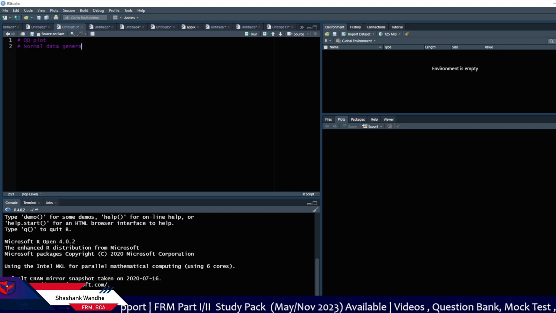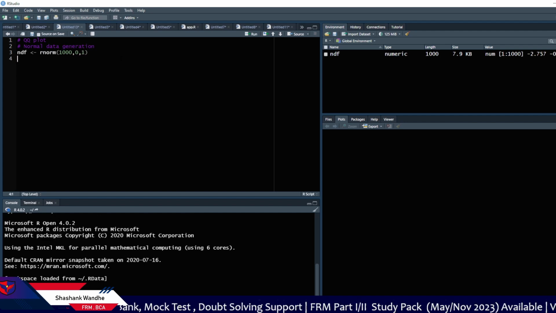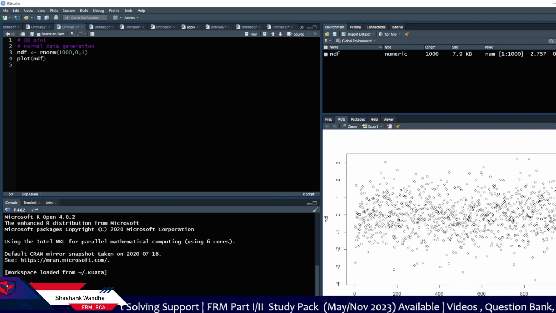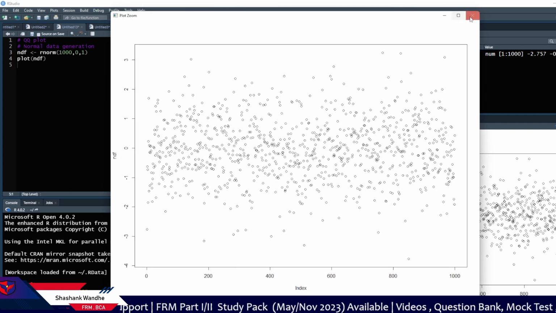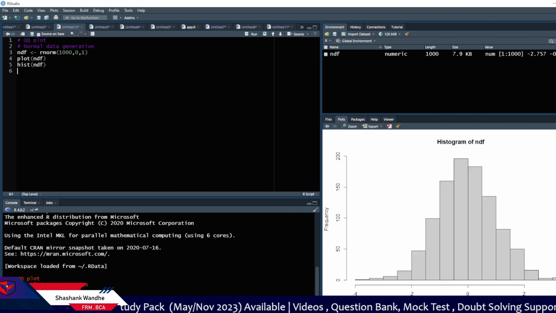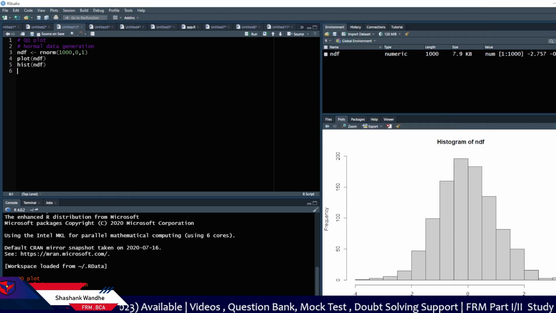First we need to generate normal data, and for generation we will use the rnorm function. ndf is where I will store my data. In rnorm I need 1000 data points with mean equal to 0, standard deviation equal to 1. Now this is our data. Just to show you, ndf is our data, and this is how it looks. We can't understand anything from this, so we should plot a histogram. The histogram clearly tells us our data is normally distributed, or at least approximately normally distributed.